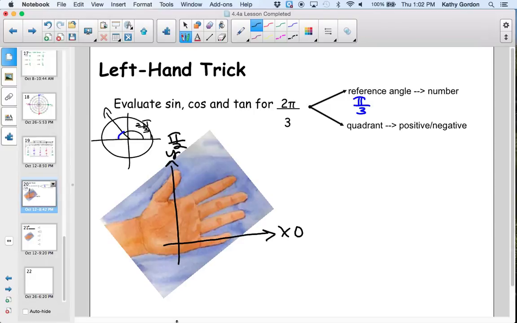Which means that these 3 fingers represent which special angles in the first quadrant? 60, 45, 30, or in radians, pi over 3, pi over 4, and pi over 6.